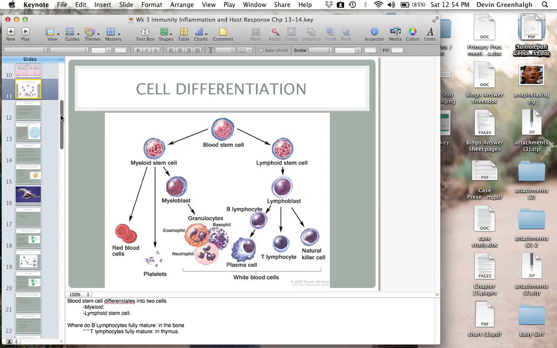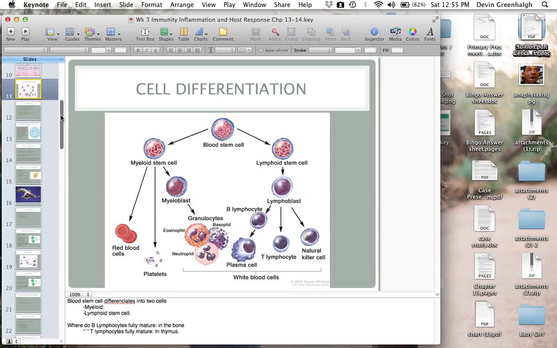Cell differentiation. So, in the blood, you have stem cells that differentiate into two cells. So on the chart, you have a blood stem cell, and it can turn into one of two things: a myeloid stem cell or a lymphoid stem cell. If you go down the myeloid route, the myeloid cell can turn into three other things: It can turn into red blood cells, platelets, or myeloblasts, which then turn into granulocytes, basophils, neutrophils, eosinophils, etc. Okay, so neutrophils, those can turn in from myeloblasts.